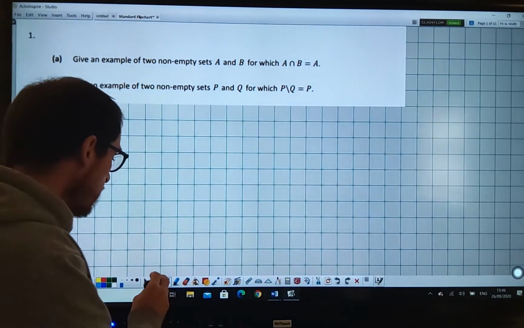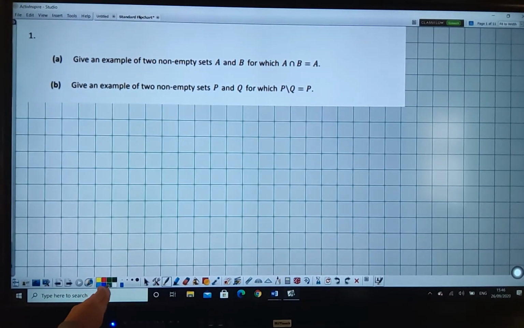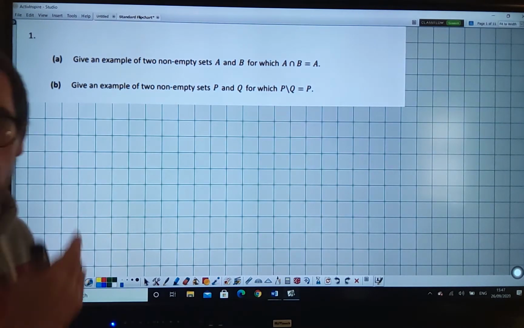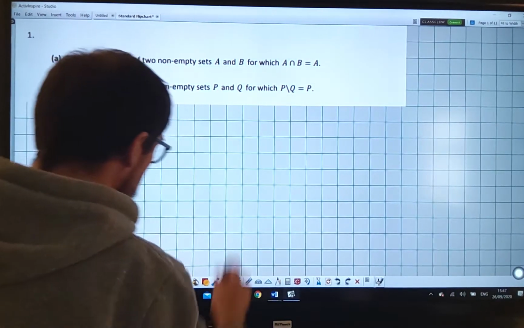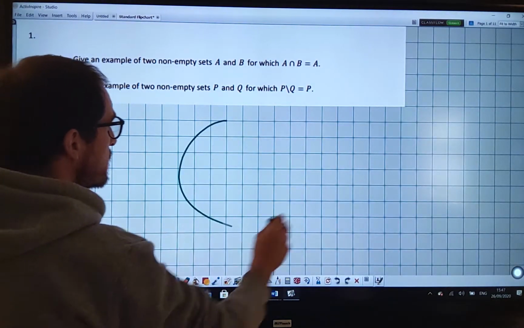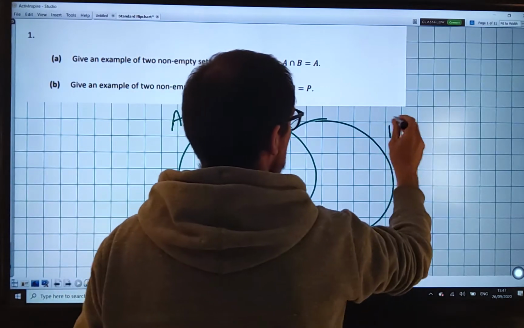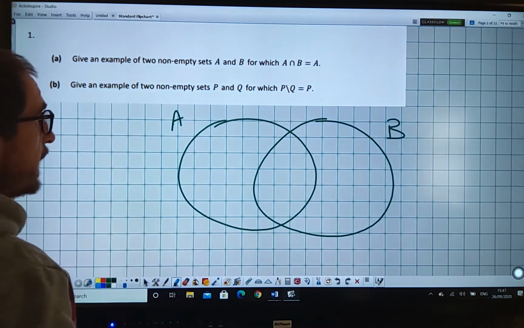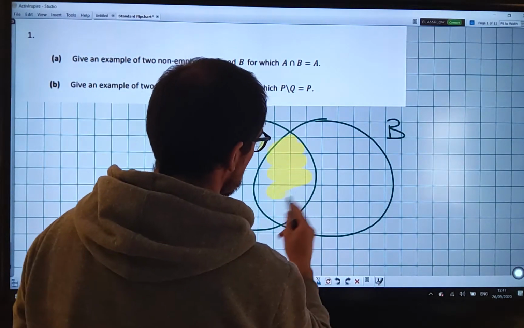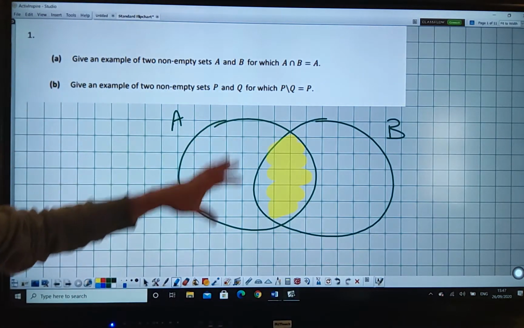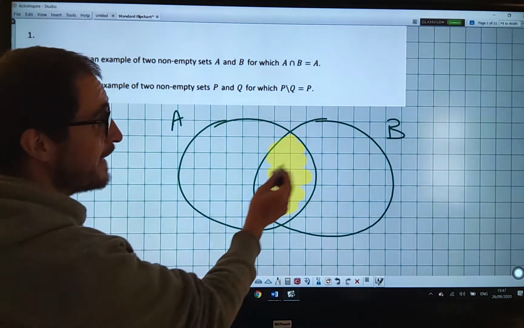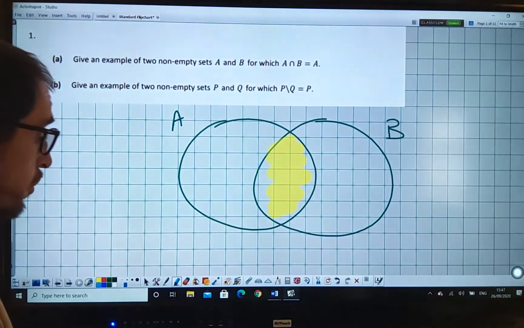Okay, so question one here, key things was the language. It says give an example of two non-empty sets A and B for which A intersect B equals A. Now, a trick for this is if you just actually draw it out and see. If that was A and that was B, well A intersect B is that. But you want that to be just A. So pretty much what you want is A to be a subset of B. That's what you're looking at getting.